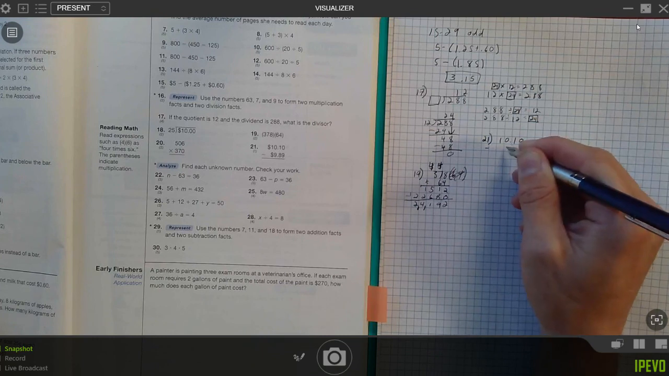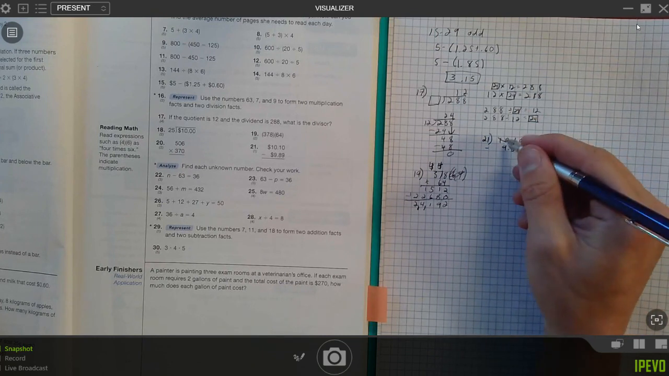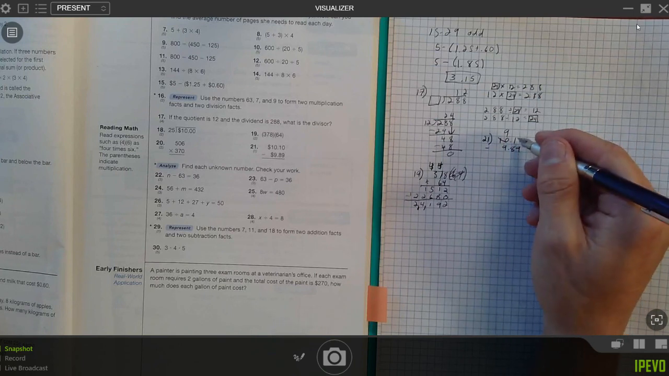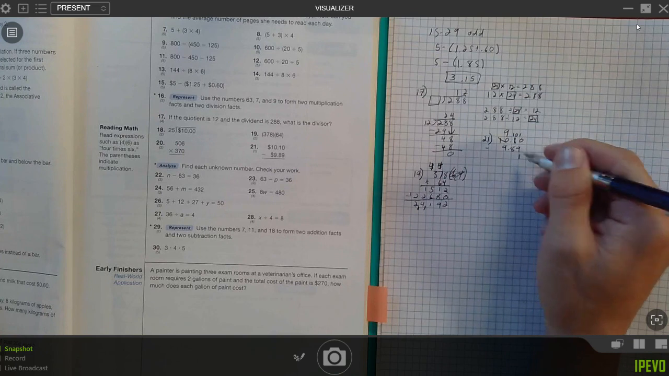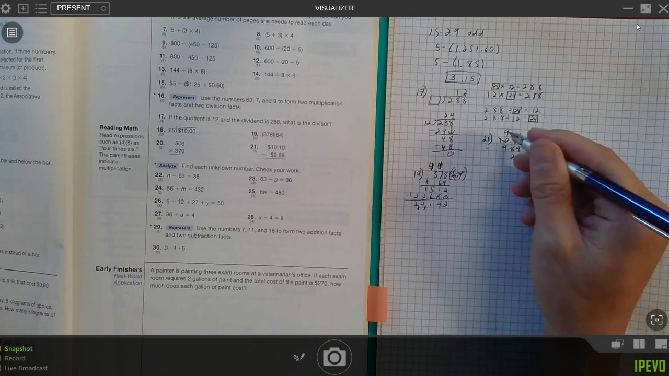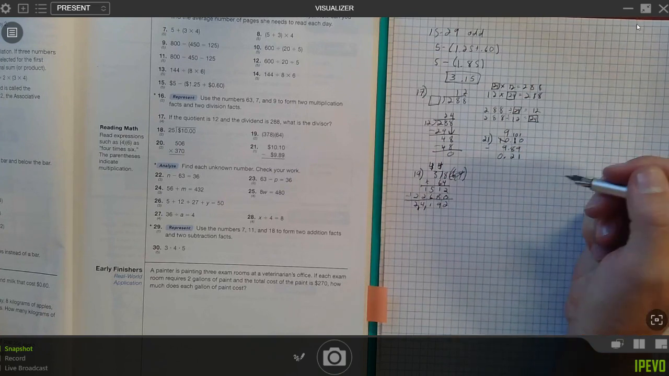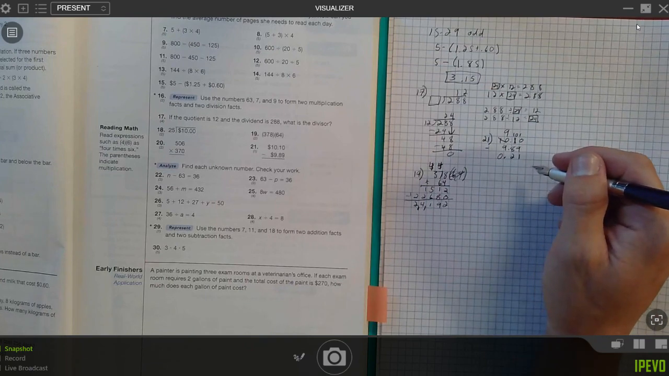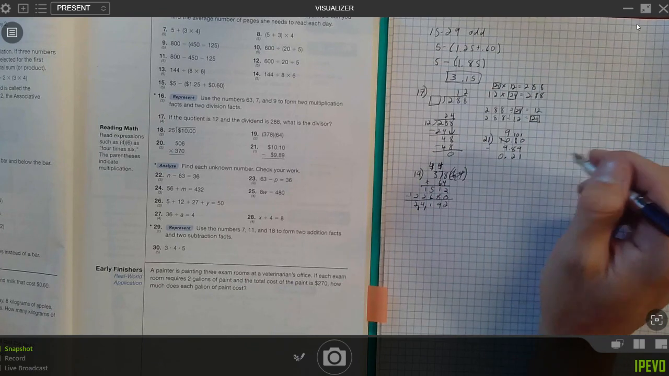10.10 minus 9.89. That turns into 9. Turns to 11, 10, 10. 10 minus 9 is 1. 10 minus 8 is 2. 9 minus 9 is 0. 21 cents is all that's left, or 0.21 of a dollar.